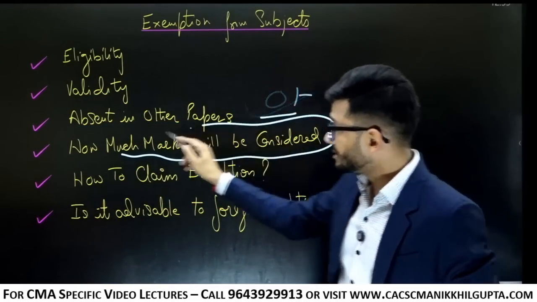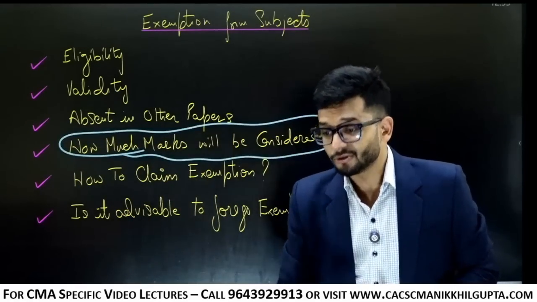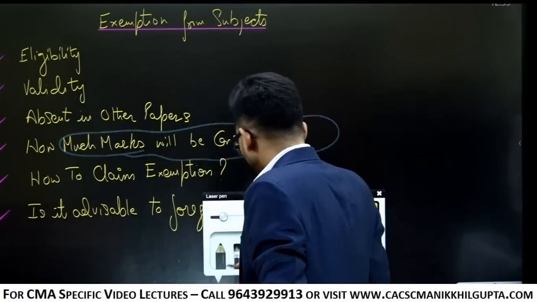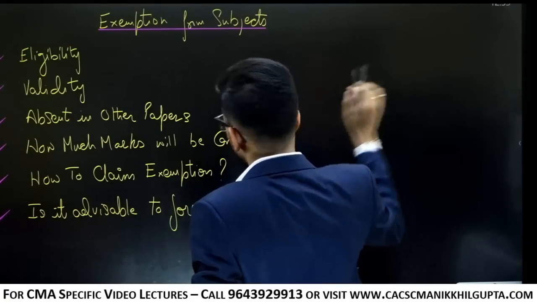Next, how much marks will be considered now? Very, very important question which many of you are absolutely confused about. How much marks will be considered for the paper which is exempt in the subsequent attempts?